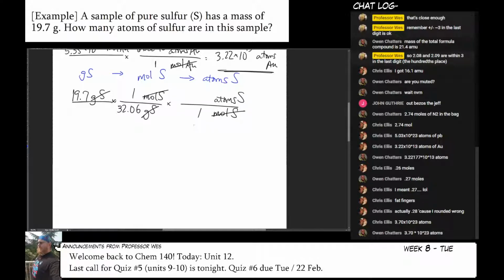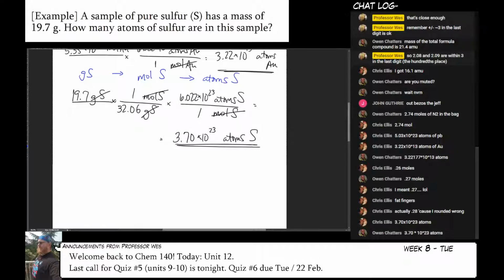And how many atoms are in a mole? Avogadro's number of them. So we'll punch that in the calculator, divided by 32.06. And I get 3.70 times 10 to the 23 atoms of sulfur.